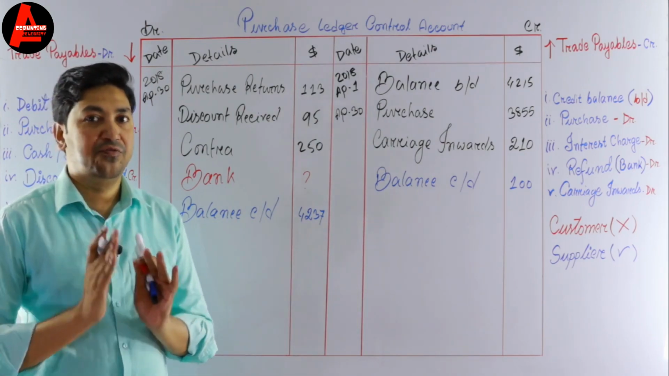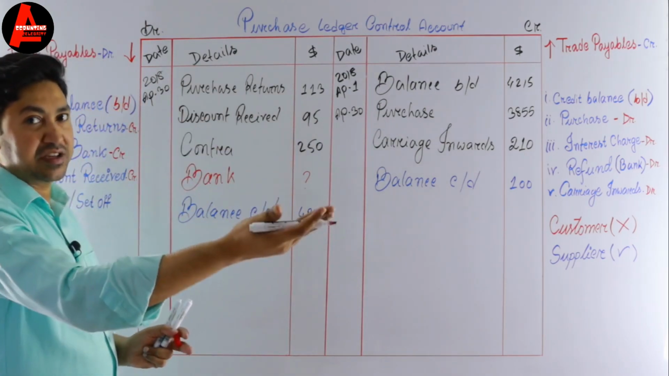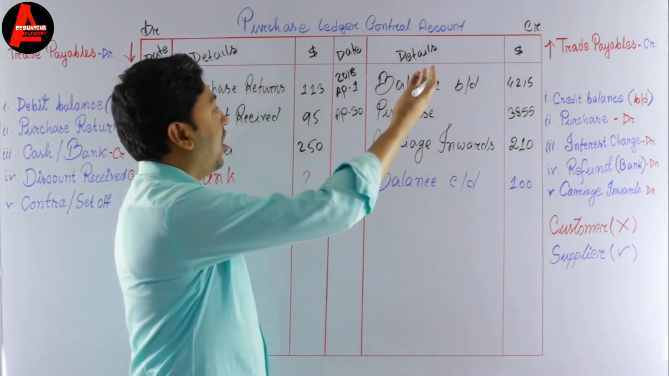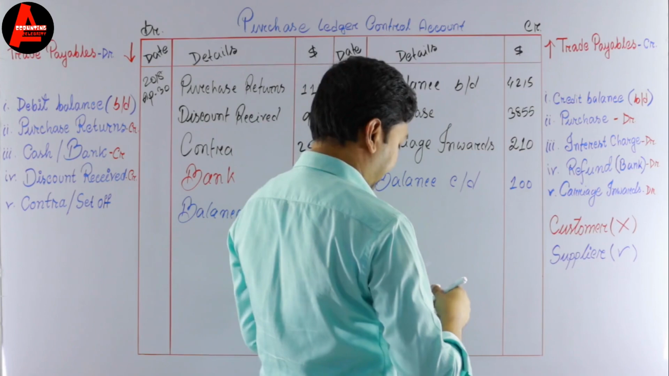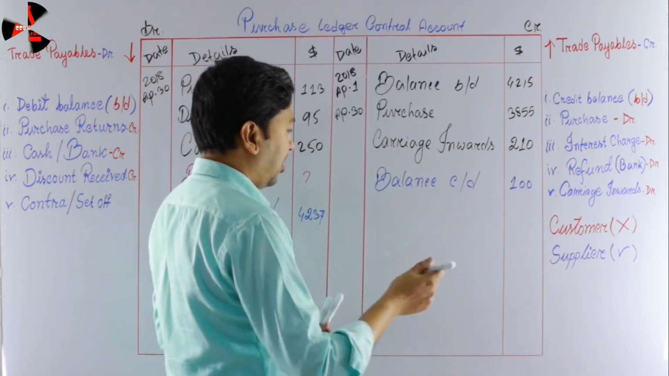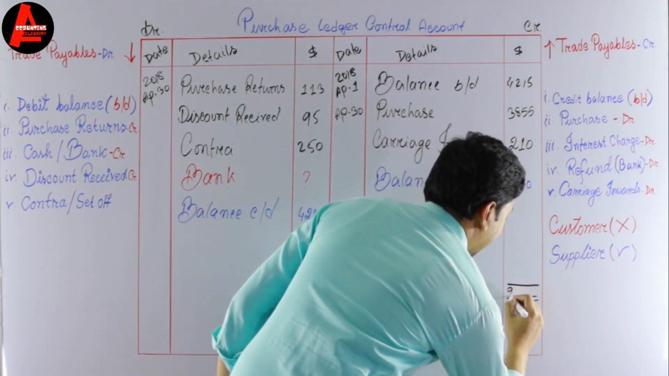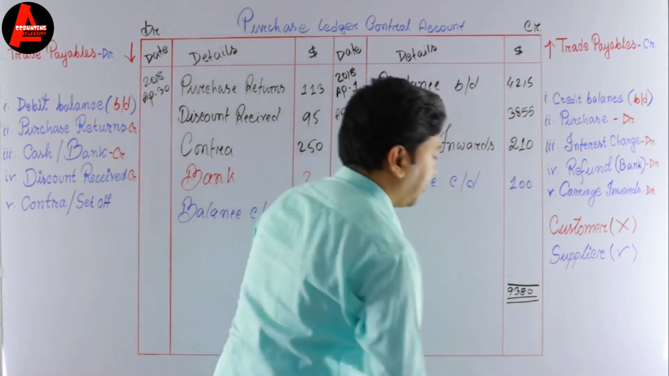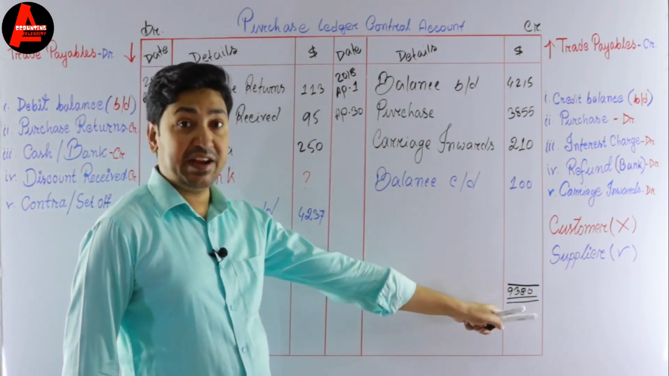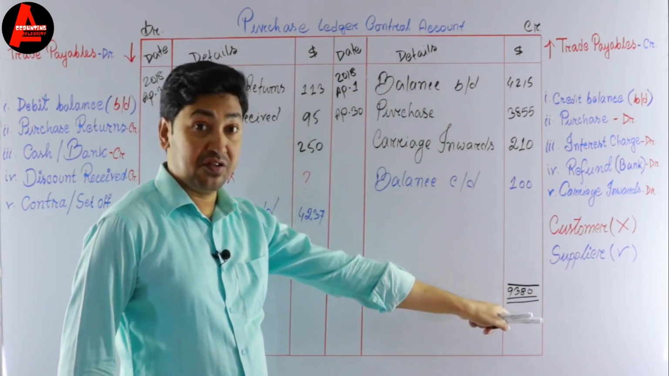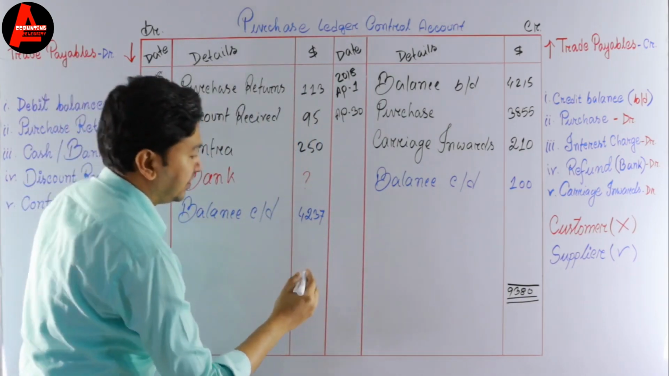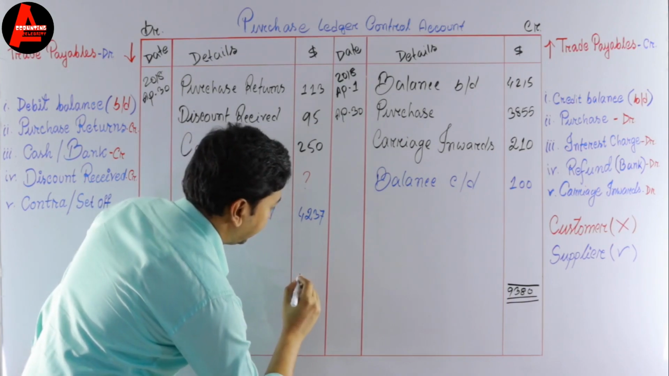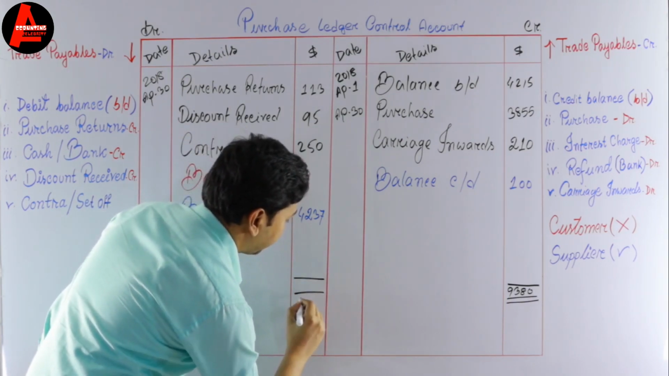Very simple, very easy. Go to the opposite side, add all the amounts given here, and check how much it comes to. If we add all of this, we get $9,380. Now take this amount to the opposite side, that means this side, the debit side. So let us draw a closing line.